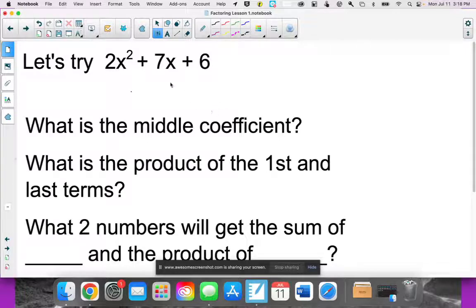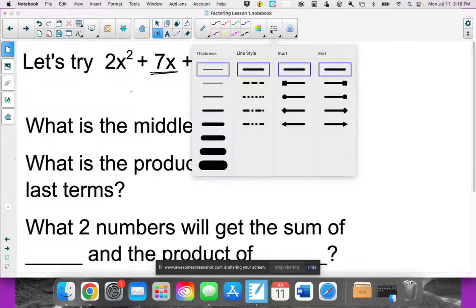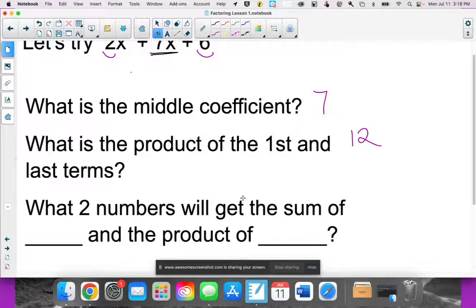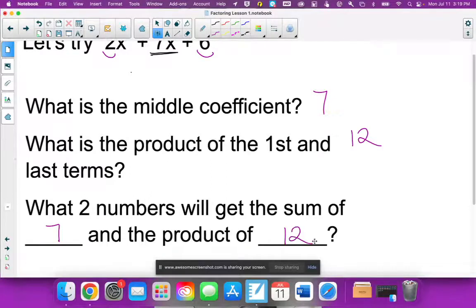So 2x squared plus 7x plus 6. What is the middle coefficient? Okay, middle term, coefficients, just the number in front, right? We don't have to worry about the variables. 7. Okay. What is the product of the first and the last coefficients? So 2 times 6 is 12. Okay. So using that shortcut, what 2 numbers will get us a sum of 7, right? They have to add up to 7, and the product has to be 12.